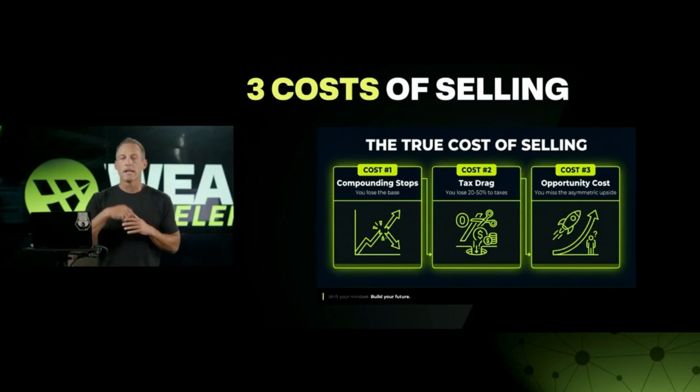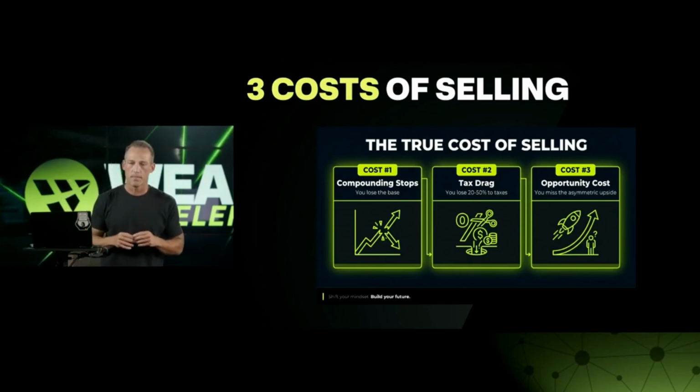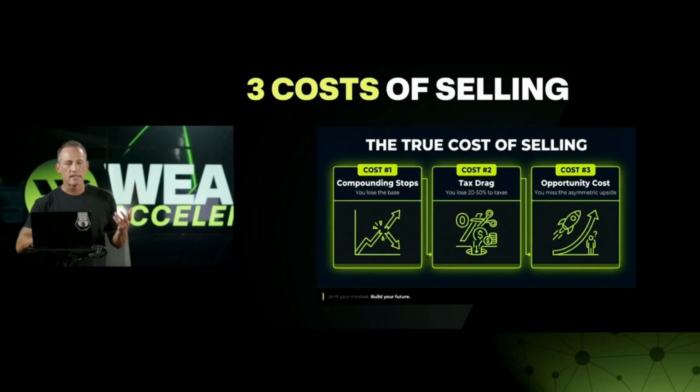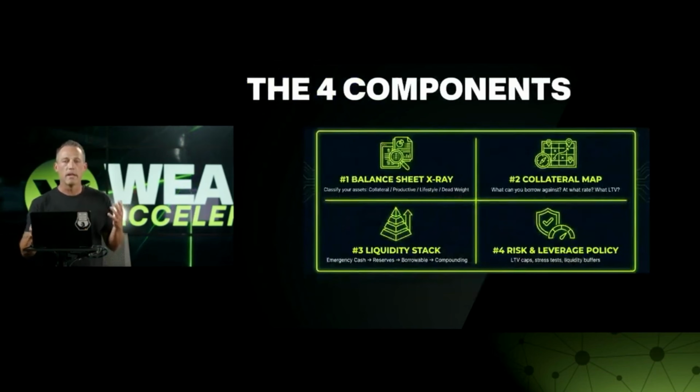On top of that, when I sell, I have to pay taxes. So now not only do I lose the compounding, I also lose the taxes that I have to pay up front. So I have a smaller base as well. Then that's the tax drag. And then third, I lose the opportunity cost of being able to have the money.